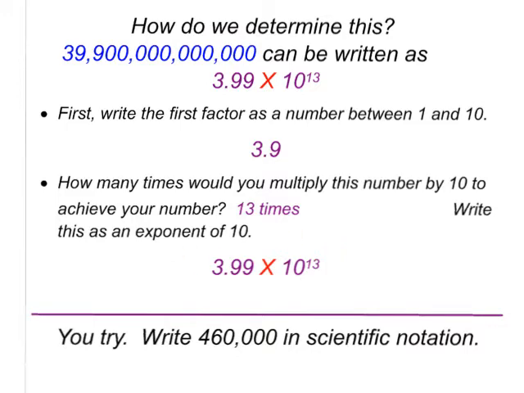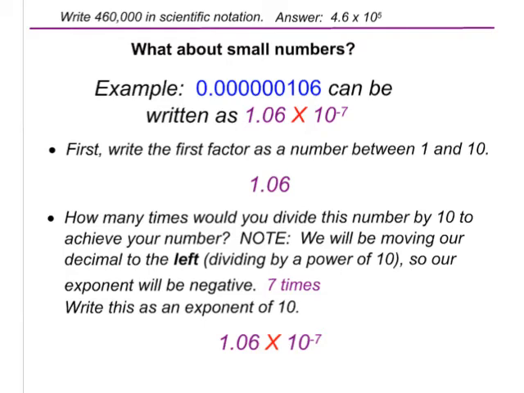So now you try one. Write this number, 460,000, in scientific notation. If you answered 4.6 times 10 to the 5th, you were correct.